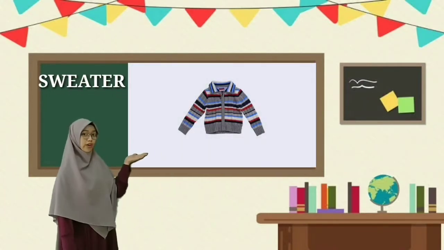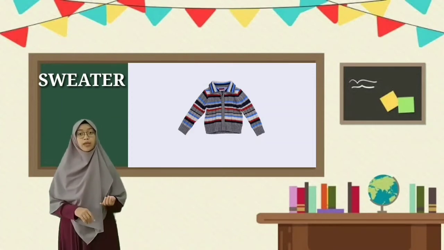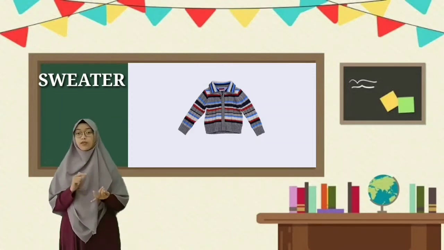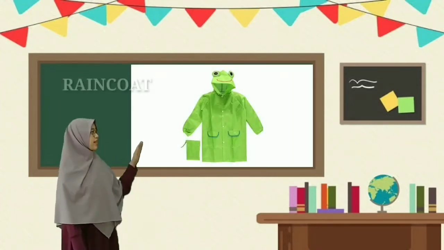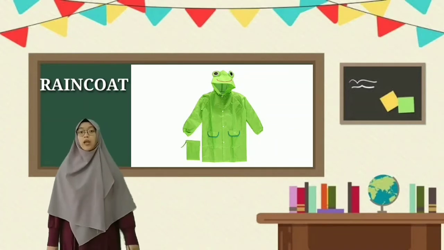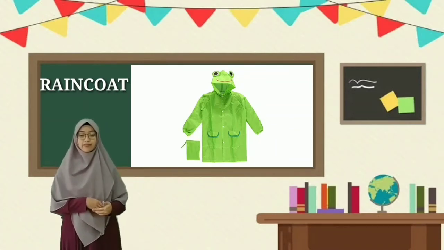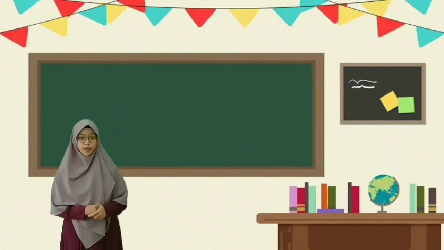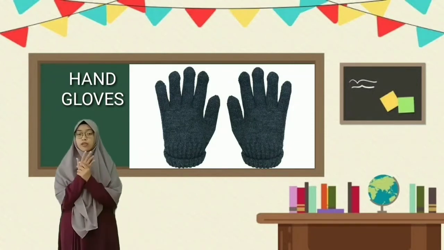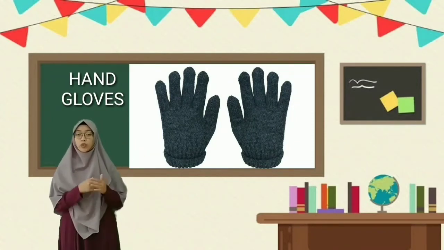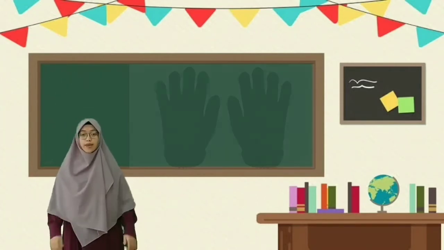This is a sweater. We use a sweater when the weather is cold. It can be when rainy, snowy, or windy. This is a raincoat. We use a raincoat when the weather is rainy or on a snowy day. These are hand gloves. We can use hand gloves when the weather is cold. Those are the clothes that we can use based on the weather.